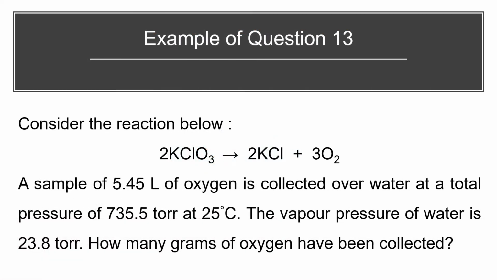Let's try an example question that uses the water displacement method. Consider the reaction. A sample of 5.45 liters of oxygen gas is collected over water at a total pressure of 735.5 torr at 25 degrees Celsius. The vapor pressure of water is 23.8 torr. How many grams of oxygen have been collected?